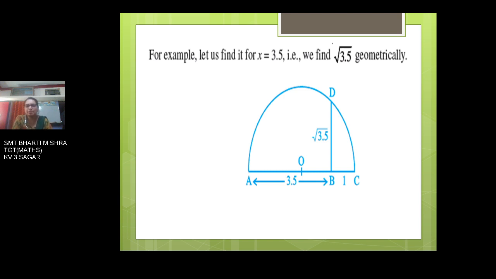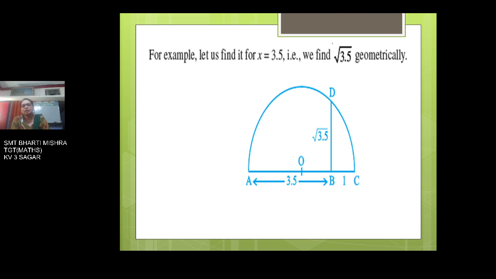Now extend B to C, having BC equal to 1 centimeter, or you can say 1 unit. Whatever unit you are considering, meter, centimeter, inches, throughout the construction it has to be the same. If you are considering 3.5 in centimeter, then 1 will be considered in centimeter. Otherwise, if you are considering inches, BC will again be in inches. Now we have first drawn AB of 3.5 and BC of 1.